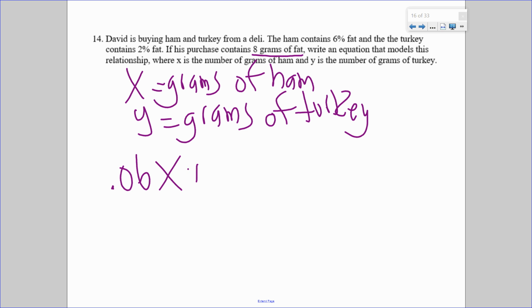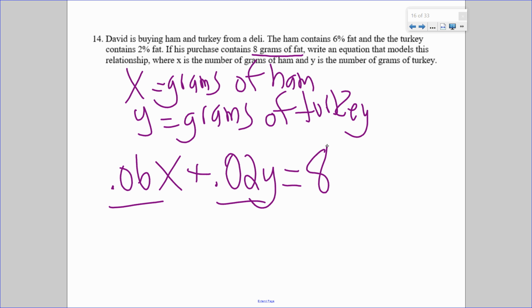How much fat are we getting from the turkey? Well, if it's 2% fat, then I'm multiplying the number of grams of turkey by 0.02. So this is the amount of fat from the ham. This is the amount of fat from the turkey. So together, it's going to add to the total fat, which is 8.